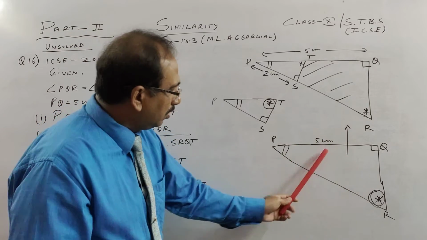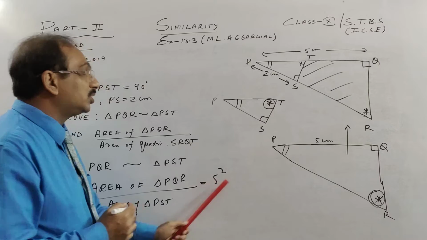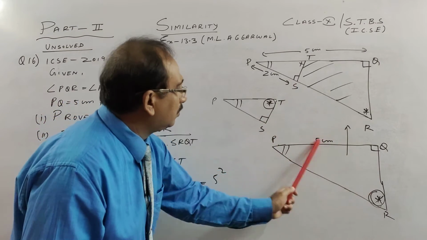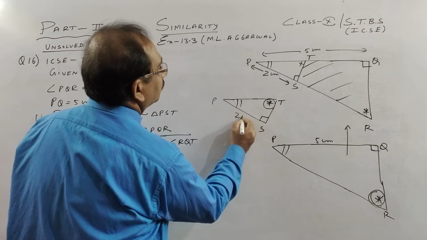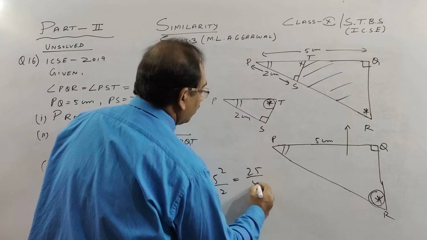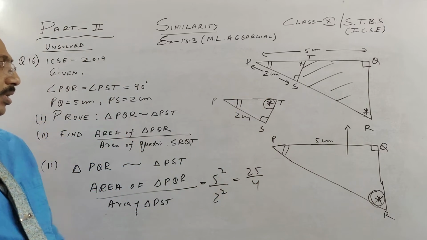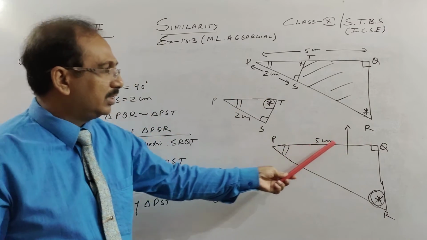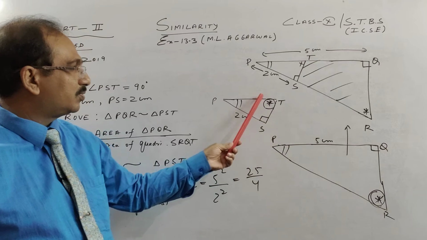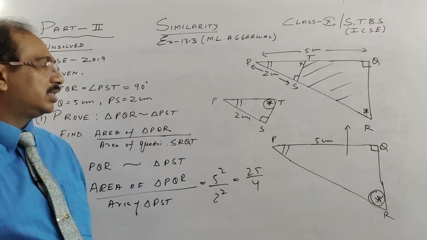Okay, so this is 5 square, opposite to this is this. Area is proportional to side square, and opposite to this is 2 centimeter. So 2 square. So this is 25 by 4. The ratio between them, if this is 25, this is 4. Because area is proportional to side square, 5 square is to 2 square. Okay, so 5 square is 25, 2 square is 4.